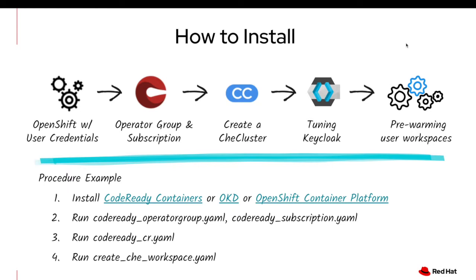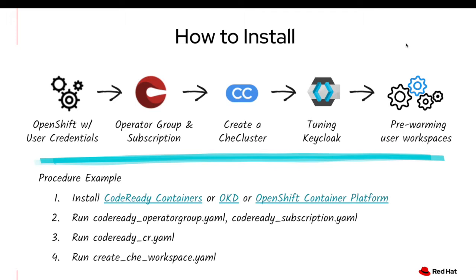So here is the process example. First step, you need to install your own OpenShift cluster using CodeReady Containers. It's a pre-packaged, very lightweight local container cluster based on OpenShift, or the community project of OpenShift Container Platform, like OKD.